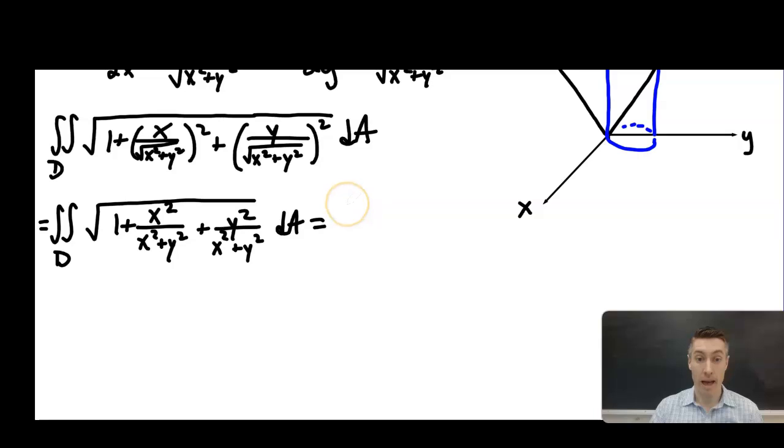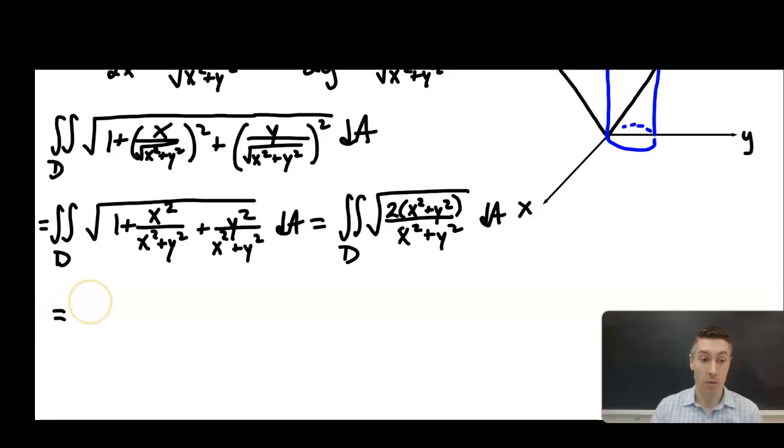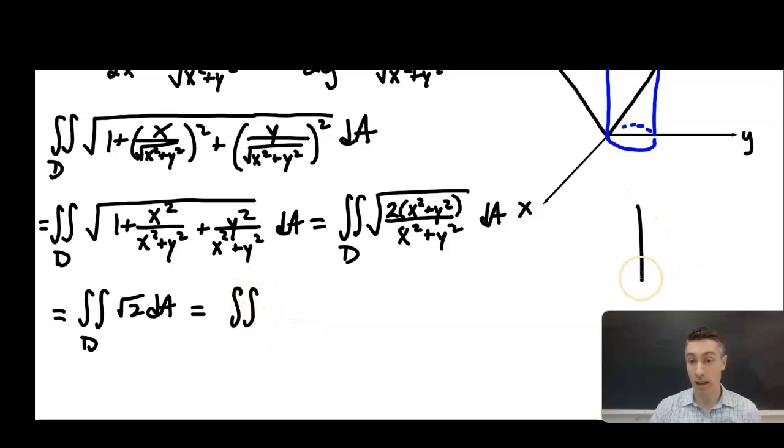So that's going to be the double integral over the region D. Imagine this as x squared plus y squared over x squared plus y squared with a common denominator. It means we'd have the square root of 2 times x squared plus y squared over x squared plus y squared dA, which means we're just taking the double integral over the region D of the square root of 2 dA. So this is going to be better in polar, so the double integral in the xy plane, that's r equals sine theta. So polar makes sense here.